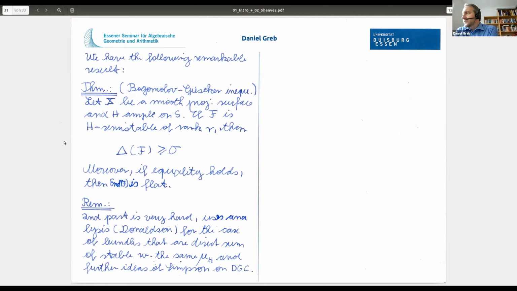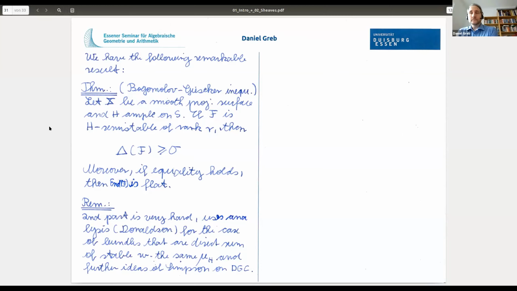And now there is a very important second part. So if F is, say, locally free, I should have said this here. So in my theorem here, F should be locally free. If equality holds, then the endomorphism bundle of this F is of the form that I just explained.